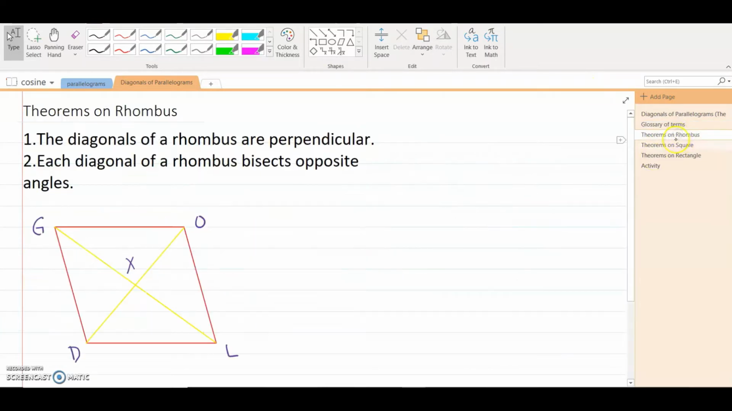rhombus. We have theorems on rhombus. Number 1, the diagonals of a rhombus are perpendicular. Number 2, each diagonal of a rhombus bisects opposite angles.